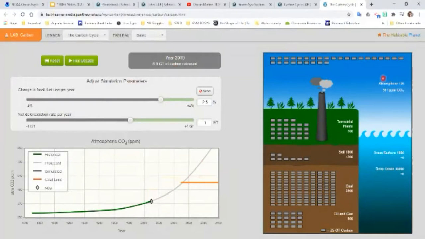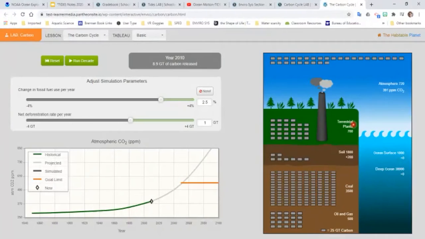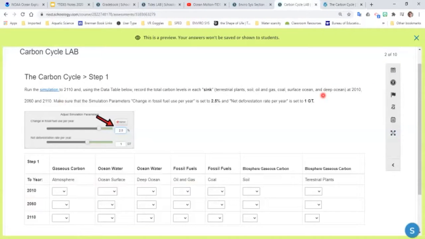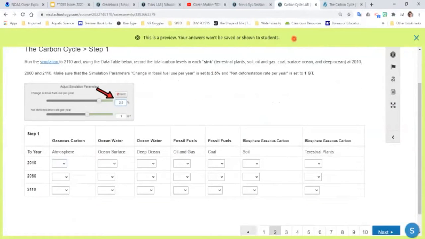Over here, you can see we have the atmosphere, the soil, the coal, oil and gas, ocean surface, deep ocean, terrestrial plants. These are all sinks. These are all places that carbon can be stored. So coming back here, something popped up. Make sure the simulation parameters are set.